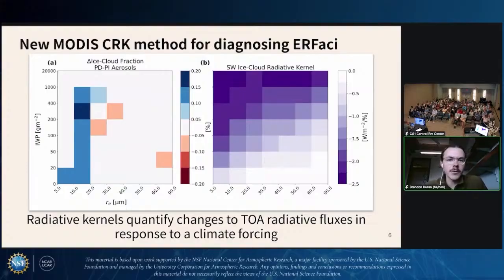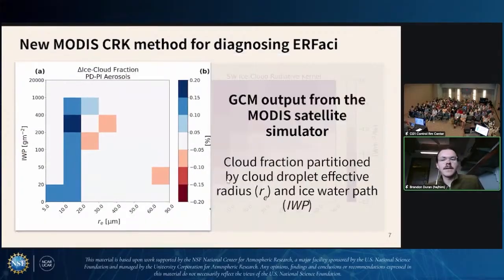So I'll briefly touch on what this method is, just to give you a sense of how this works. Essentially, there are two components to this method. On the left, what we're looking at is GCM output from the MODIS satellite simulator, and what you're looking at is an example of the change in global mean ice cloud fraction. The nice part about this simulator output is that it shows cloud fraction according to two key cloud properties, in this case, effective radius and ice water path. And so we're able to see changes not only in the total amount of clouds, but also in the properties of the clouds themselves, which are radiatively quite important.